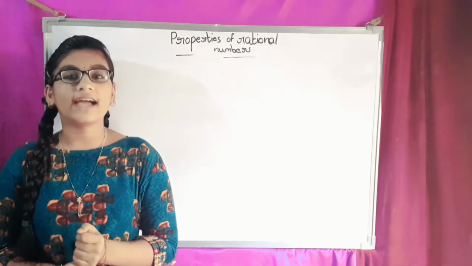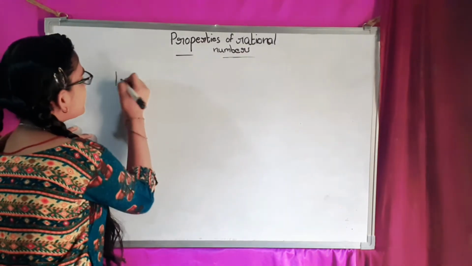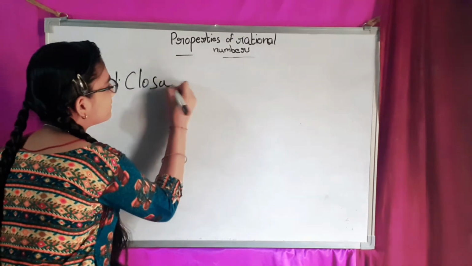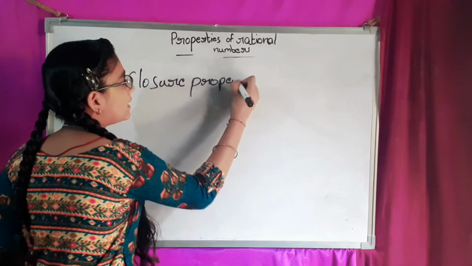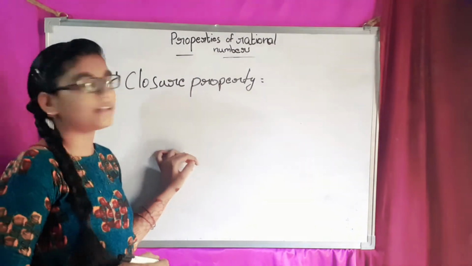In this video I am going to explain the properties of rational numbers. In the properties of rational numbers, the first one is the closure property. What is that? What is meant by closure property?